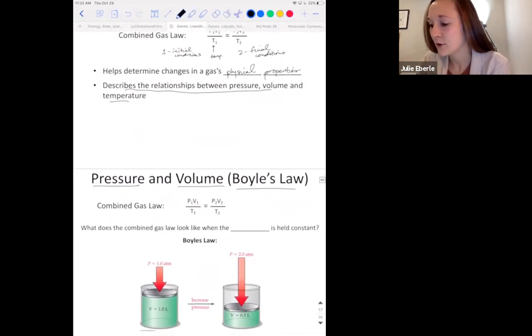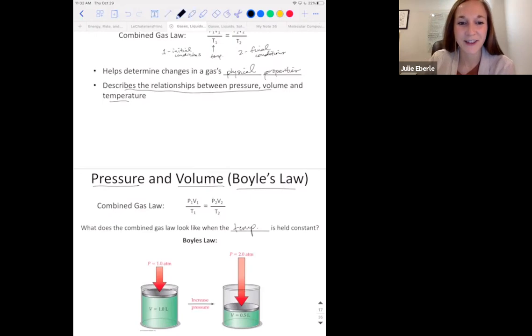Okay. Combined gas law. We're just looking at pressure and volume. That's Boyle's law. So essentially what we're asking here is, what does the combined gas law look like when the temperature is held constant? The reason we can leave temperature out of this is because temperature is just not changing. It's going to be held constant. So we're just going to look directly at how pressure and volume are related.